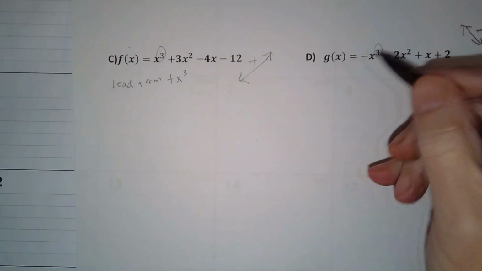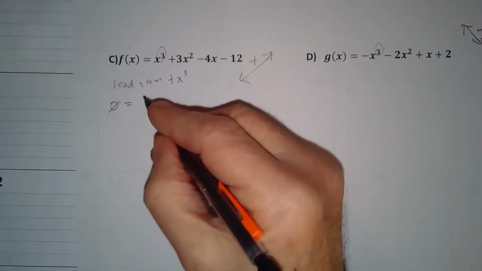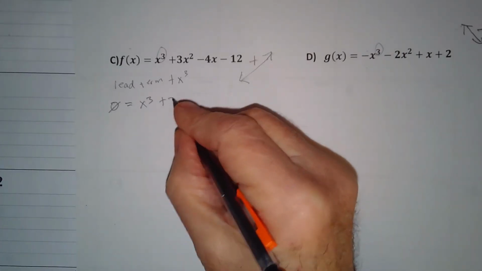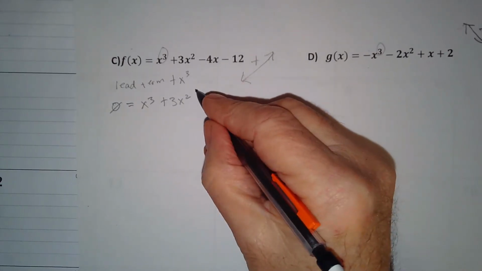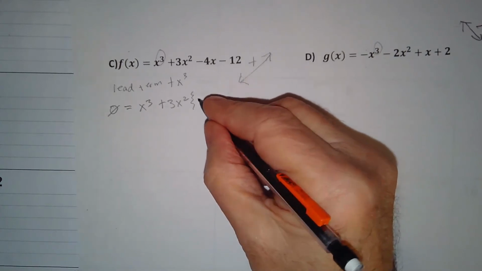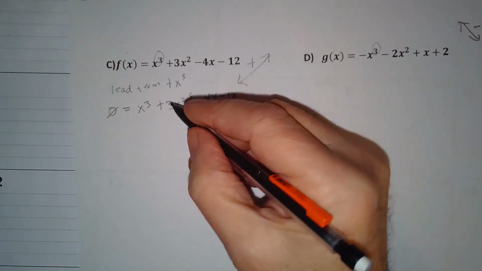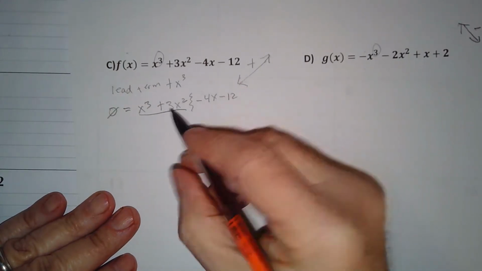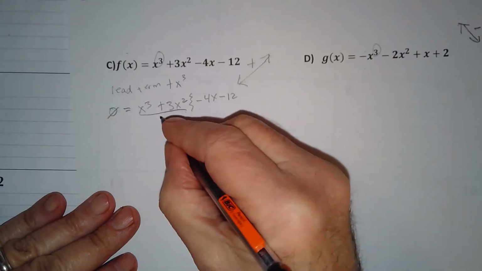All right, and so we're going to rewrite this as 0 equals x cubed plus 3x squared, and we're going to split this in half because we have 4 terms. So we've got negative 4x minus 12. And over here, we have an x cubed here and an x squared here. We can divide by x squared.